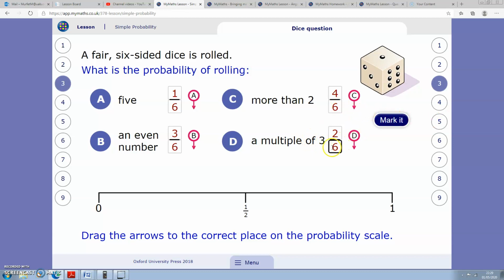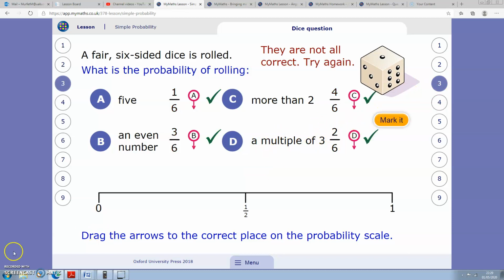So the bottom number is all my total possible outcomes. So I've got 6 different numbers I could get, and my top number represents the number of numbers that meet the criteria that it's asking for. So an even number, 3. More than 2, there's 4 sides more than 2. A multiple of 3, there's 2 multiples of 3 on a dice.